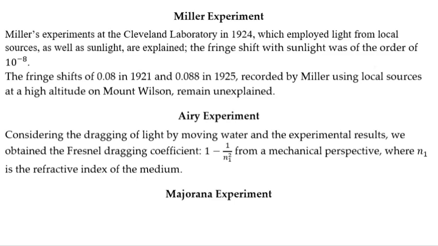The fringe shifts of 0.08 in 1921 and 0.088 in 1925, recorded by Miller using local sources at a high altitude on Mount Wilson, remain unexplained.